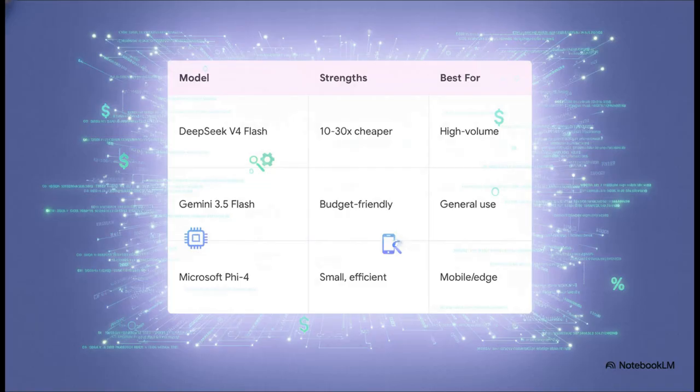Our second bucket is the cost-efficient and specialist models. This right here is where you save that 10x markup. Take DeepSeek V4 Flash, for example. It is 10 to 30 times cheaper than those frontier models we just talked about, but it still maintains really strong math and coding capabilities for high-volume work.